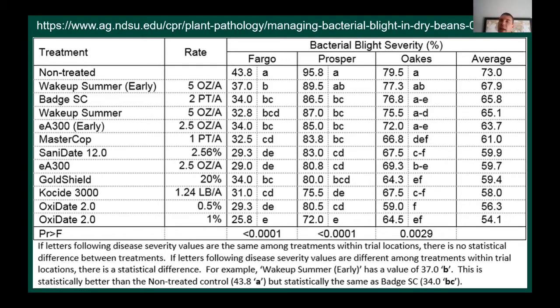But we had very little relationship with yield. And in this particular year, Fargo got rust, Oaks got white mold. There was just a lot of damage all around. So there's more information available in this Crop and Pest Report article from 2017, and the link is up there. Early in the season this year, I'm going to take a look at this and some more data that we did after that, and put that into the Crop and Pest Report to make that available.